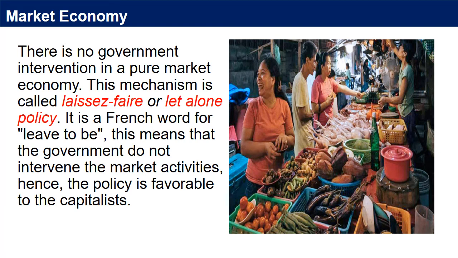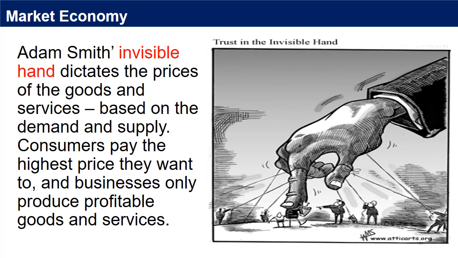This means that the government do not intervene the market activities, hence, the policy is favorable to the capitalists. Adam Smith's invisible hand dictates the prices of the goods and services, based on the demand and supply. Consumers pay the highest price they want to, and businesses only produce profitable goods and services. There is a lot of incentives for entrepreneurship.